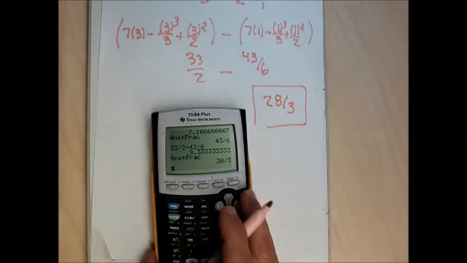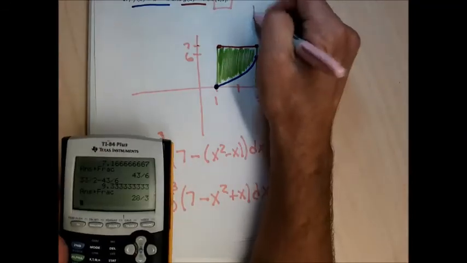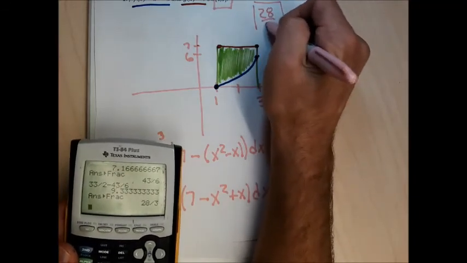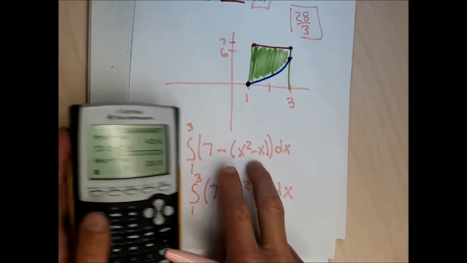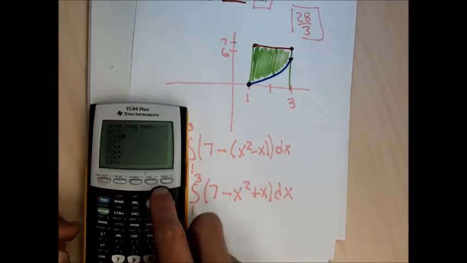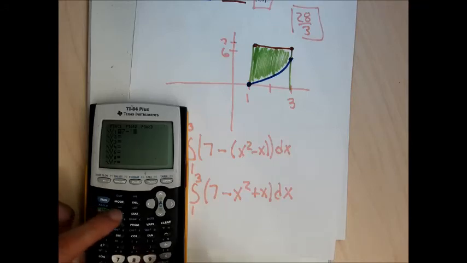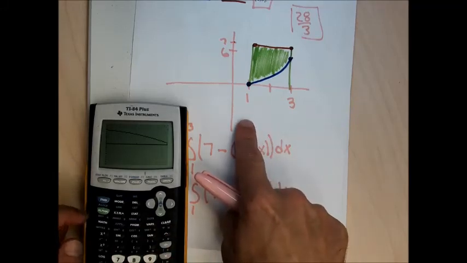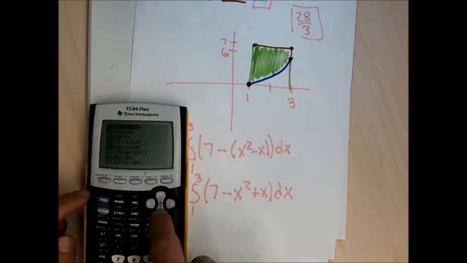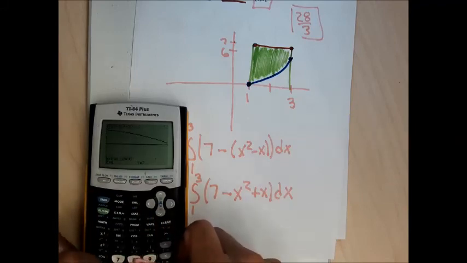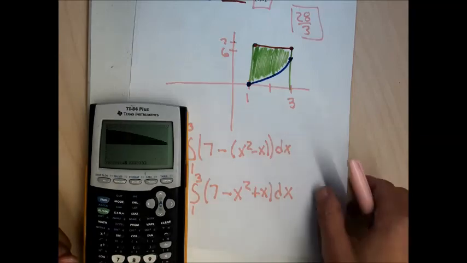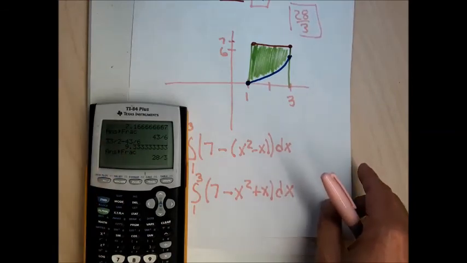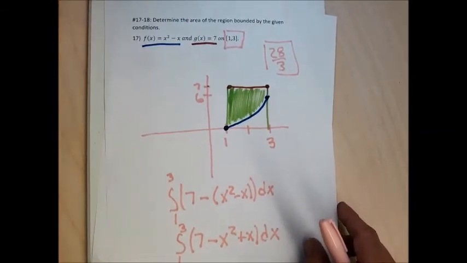If I wanted to, super easy to check. I could just enter this function in my y1. So I can go y equals, enter 7 minus parentheses x squared minus x. Don't care so much what the graph looks like, but my window better be far enough, which it is. Then I go second calc, integrate, lower limit 1, upper limit 3. I get 9.333, and that's what I got on my calculator before I changed it into a fraction. So this is a perfect answer for problem 17.